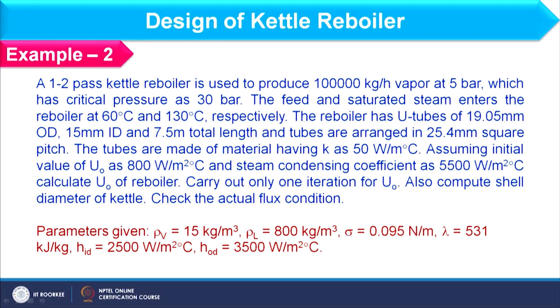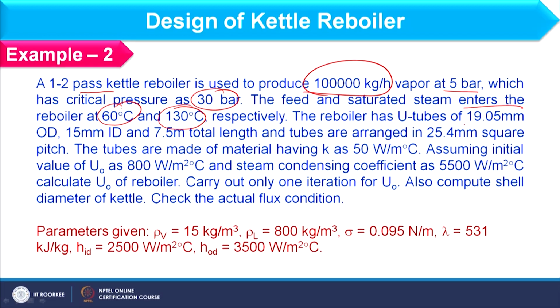Okay. So, here you see a 1-2 pass kettle reboiler is used to produce 1 lakh kg per hour of vapor at 5 bar, and critical pressure is 30 bar. Feed and saturated steam enter the reboiler at 60 degree Celsius and 130 degree Celsius. So, in this case you see both are isothermal conditions. Okay. So, mean temperature difference should be the difference of these two values, right.